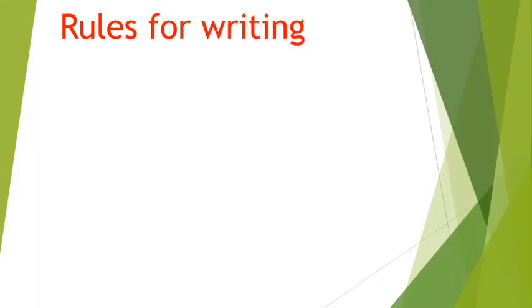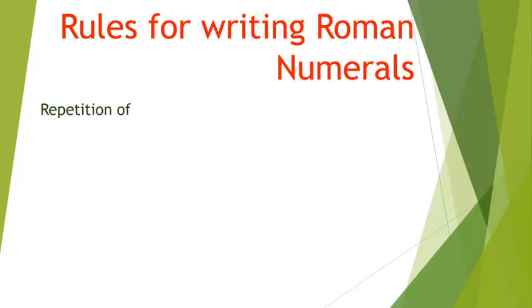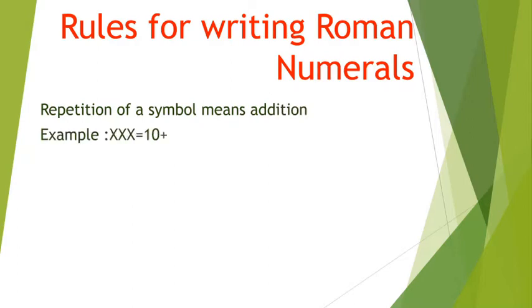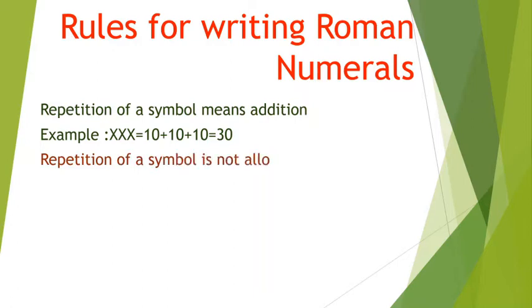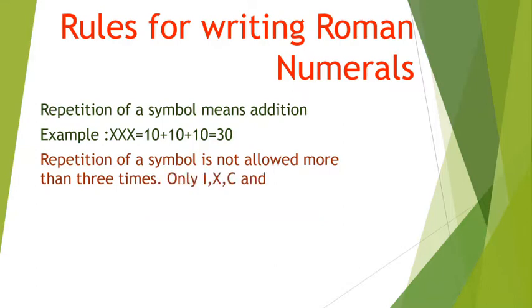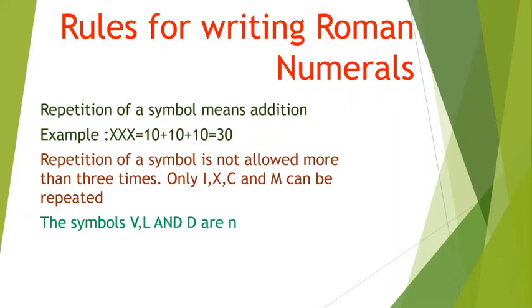Rules for writing Roman numerals. Rule 1: Repetition of a symbol means addition. Example, XXX means 10 plus 10 plus 10 is equal to 30. Repetition of a symbol is not allowed more than 3 times. Only I, X, C and M can be repeated. The symbols V, L and D are never to be repeated.